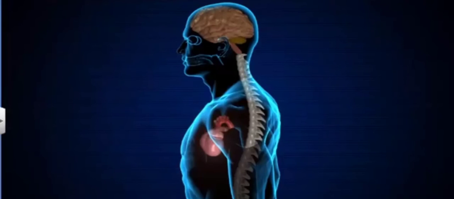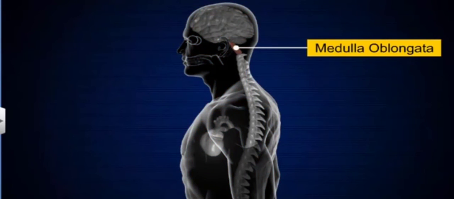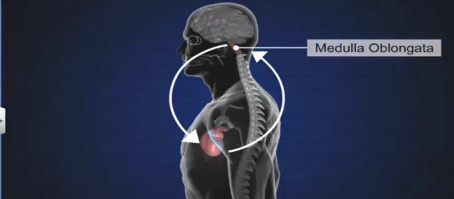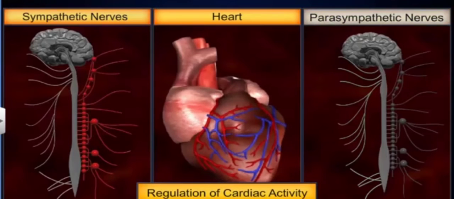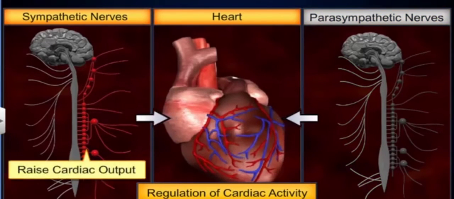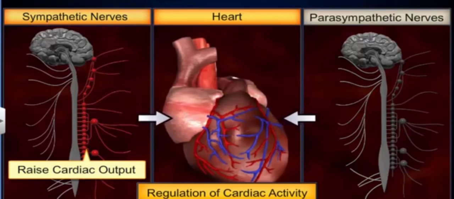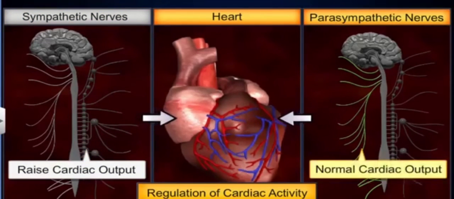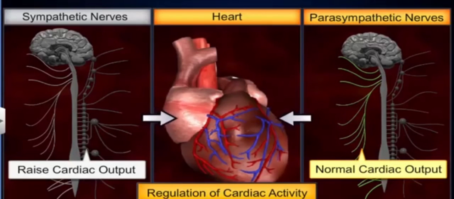This is because the nodal tissues which induce cardiac activity are controlled by the medulla oblongata of the brain, by the sympathetic and parasympathetic nerves of the ANS. When the sympathetic nerves increase cardiac output, parasympathetic nerves act antagonistically and decrease cardiac output and bring it back to normal.